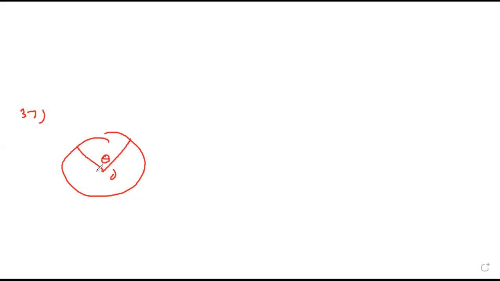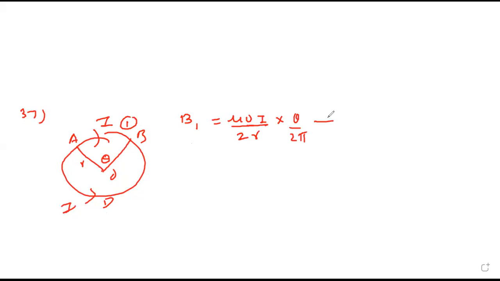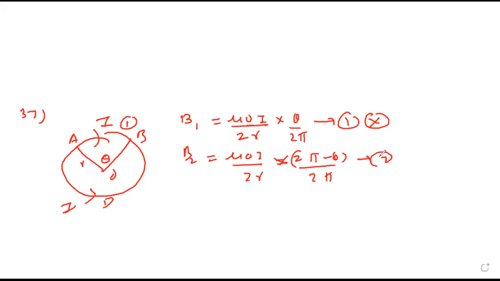The magnitude of magnetic induction at the center of the loop will be how much if equal current I is flowing as shown. This is R, this is AB. Magnetic induction B1 due to AB will be mu naught I upon 2R into theta by 2 pi, correct? Direction inward. And B2 will be mu naught I upon 2R into (2 pi minus theta) upon 2 pi. Direction will be outward.